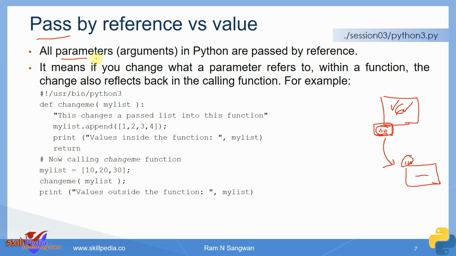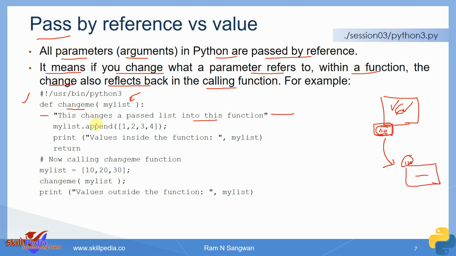All parameters, arguments in Python are passed by reference. It means that if you change what a parameter refers to within a function, the changes are also reflected back in the calling function. Take an example. Change_me, we are passing a list. By default, this is the behavior. They are passed by reference. This changes a passed list inside the function.